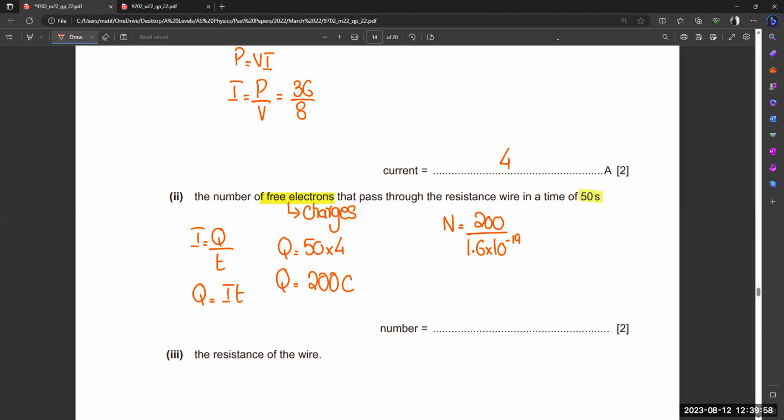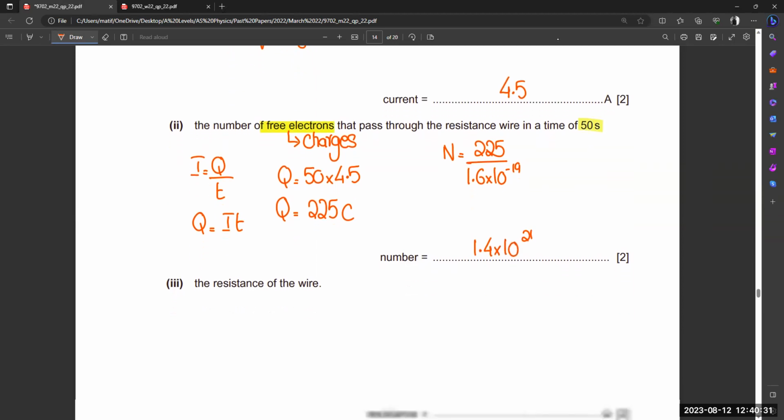Okay, the current is actually 4.5, so that is 225 divided by 1.6 times 10 to the power of negative 19. You're going to get 1.4 times 10 to the power of 21. So these are the number of free electrons.